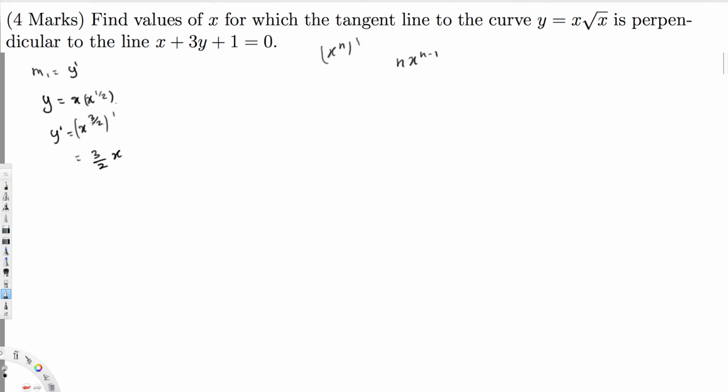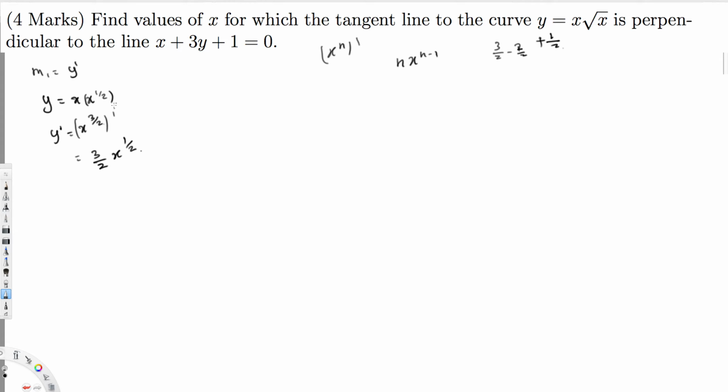So in this case, 3 by 2 minus 1 is going to be equal to 3 by 2 minus 2 by 2. It's going to be plus 1 by 2. So it's going to be x to the power of half. So this is the derivative, y prime, and we have this equation right here.